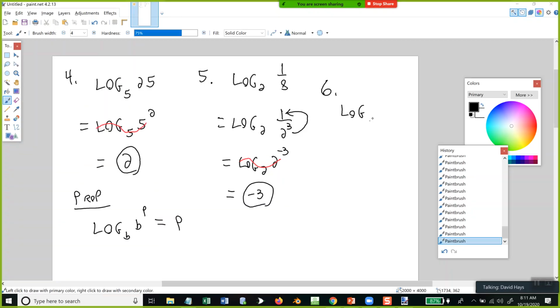Number 6, log base 4 of the square root of 4. Nowhere in this chapter do you want square roots at all. We don't have any property that deals with square roots, so you always want to rewrite it before you do anything. Square root is the 1/2 power, so this will be 4 to the 1/2.